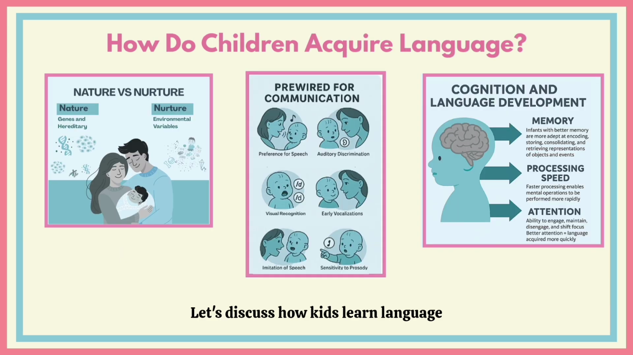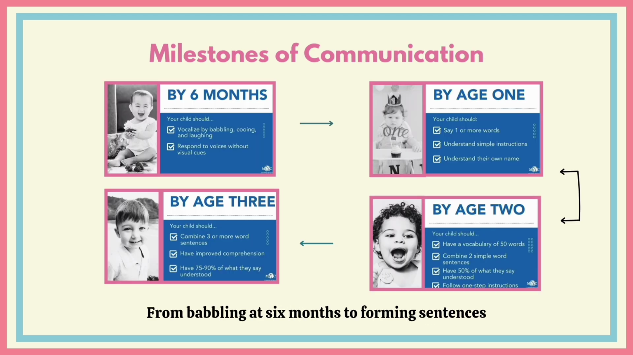Let's discuss how kids learn language. There are 3 big ideas in language learning. 1. Nature versus nurture. Are we born with it, or do we learn it? The answer, both. 2. Pre-wired for communication. Babies are ready to connect from day 1. 3. Cognition and language. Thinking skills help us learn words and how to use them. From babbling at 6 months to forming sentences at 3 years, children hit major communication milestones early on.